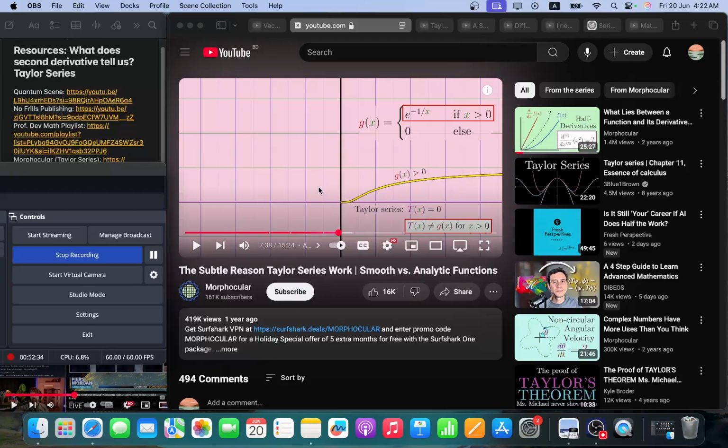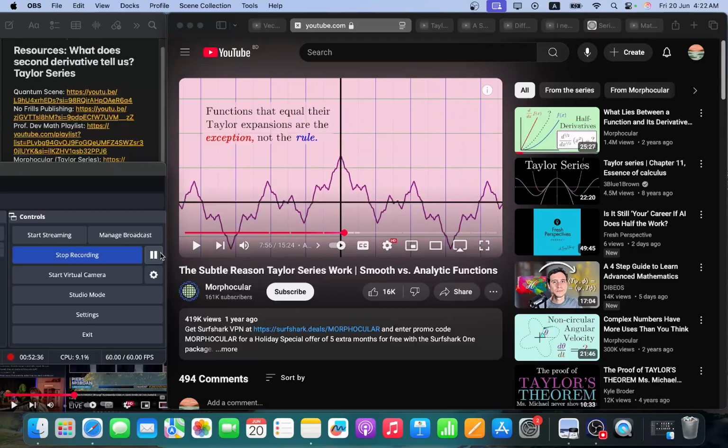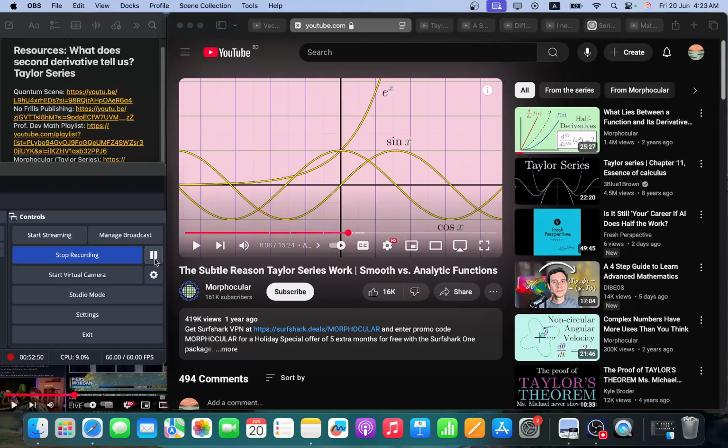So I'm really confused about this particular thing. The hypothesis is that functions that equal their Taylor expansions are the exception, not the rule. So the core argument here is that functions like e to the power of x, sine x, or cos x are exceptions, not the rule. I think he basically outlines that the key takeaway is that these functions converging and matching their Taylor series value is kind of a miracle.